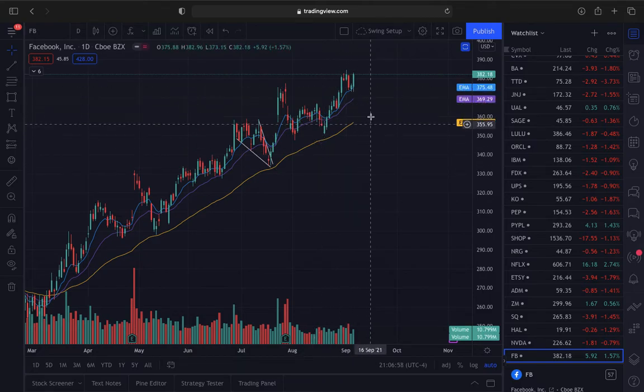I trade with three EMAs in my setup. The blue one is the 9 EMA, the purple is the 21 EMA, and the yellow is the 55 EMA. These are all trend indicators, and they help me in my trading.